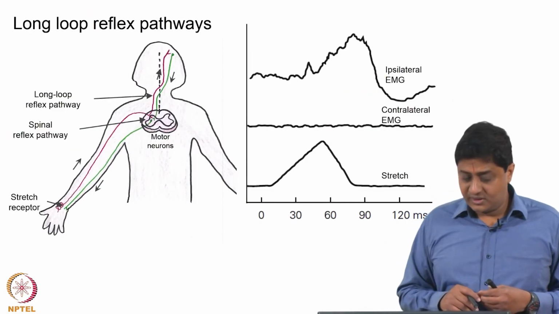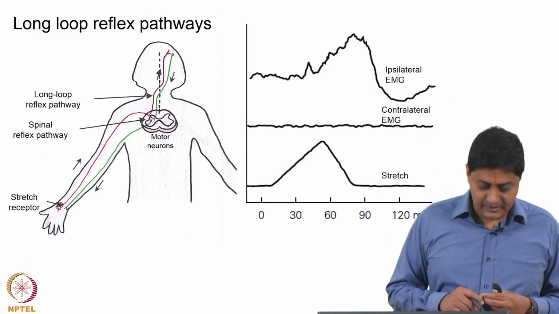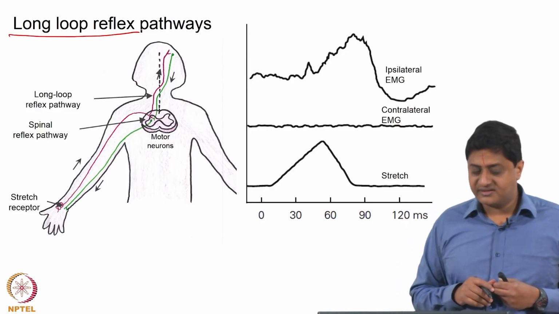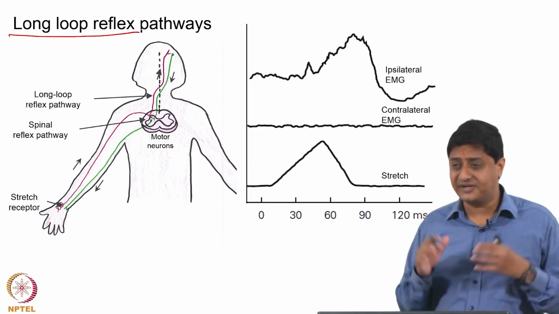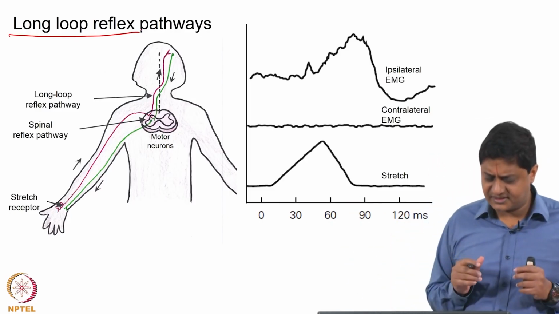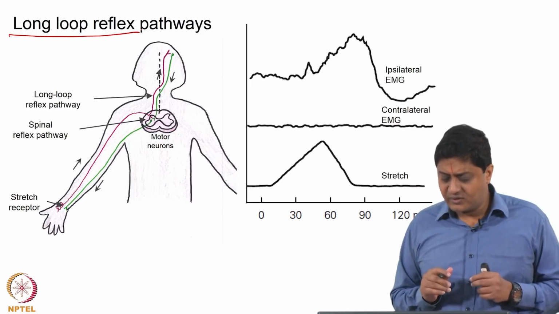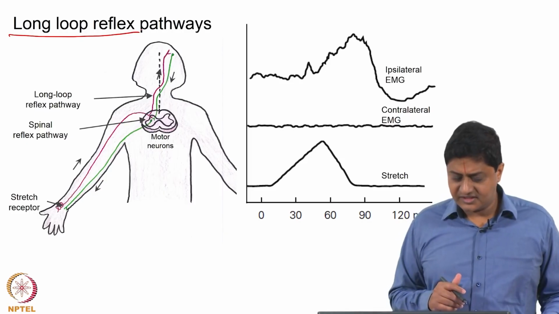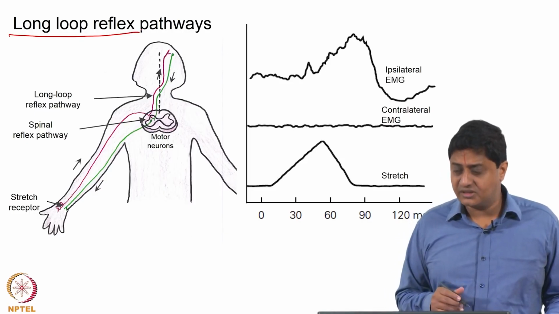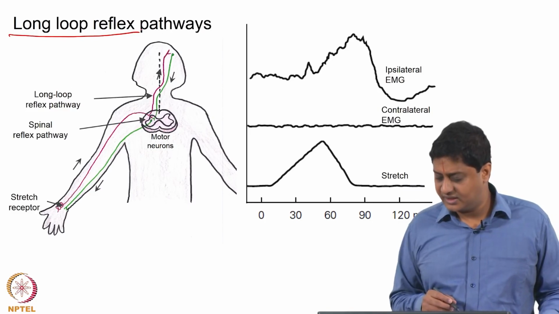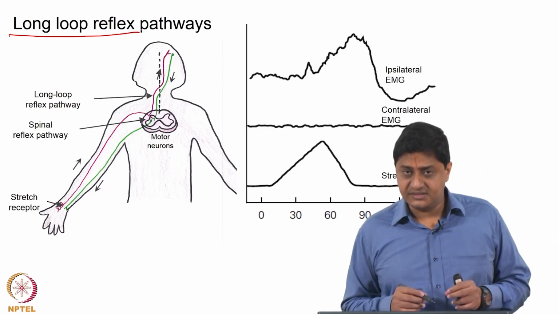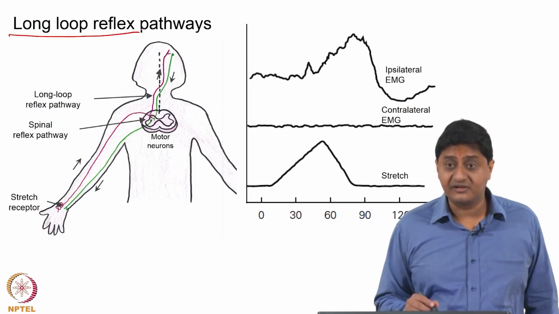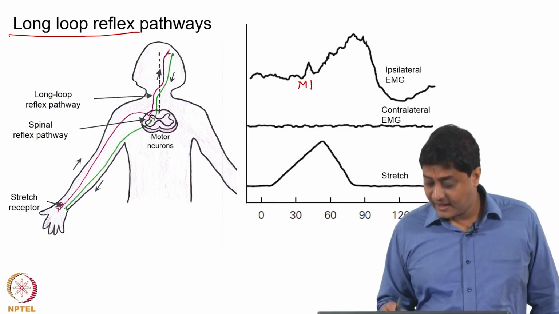Okay. Now, another case is the case of long loop reflexes. Now, what is this? This must somehow involve the higher brain centers. We will discuss what these higher brain centers are later, but for now let us just say that there is a response that is measured at relatively short latencies, which we are going to call, for want of better terminology, M1.